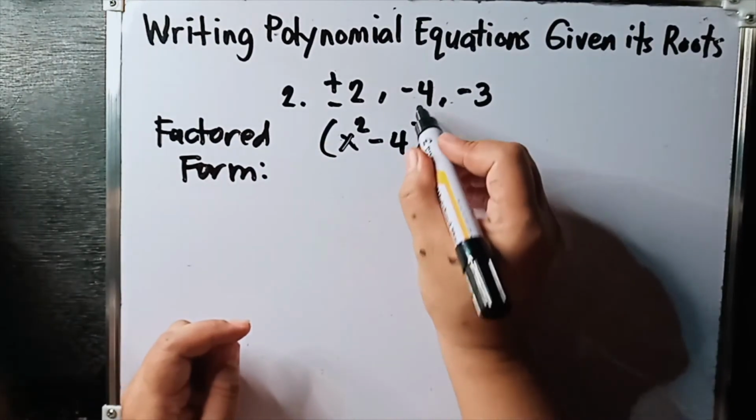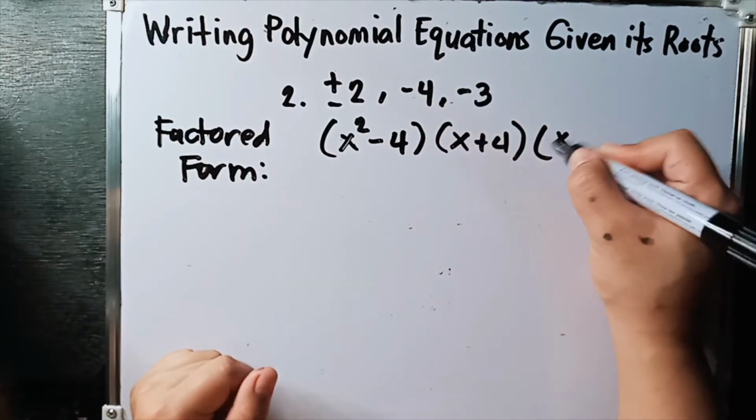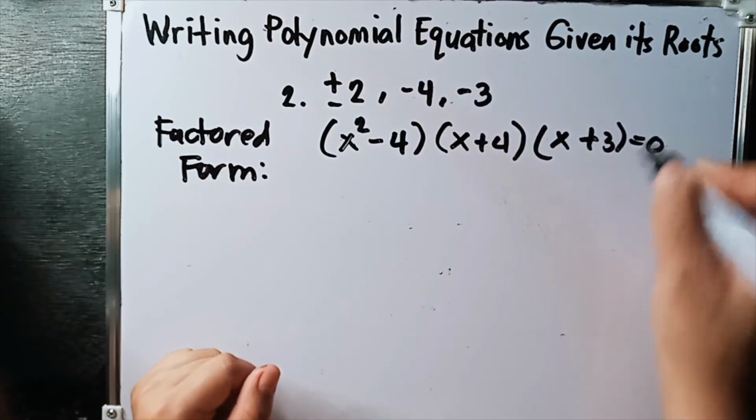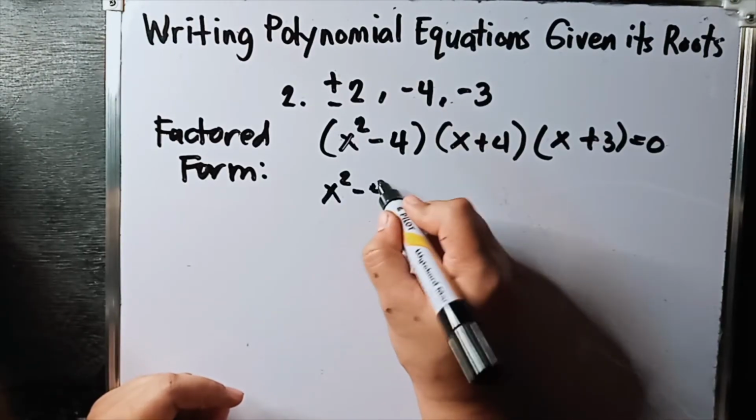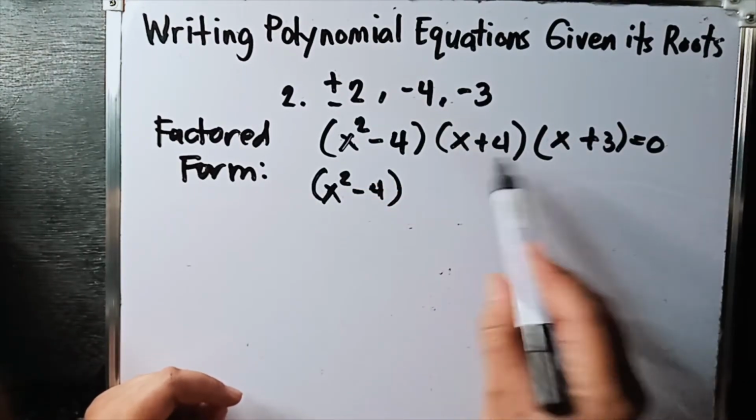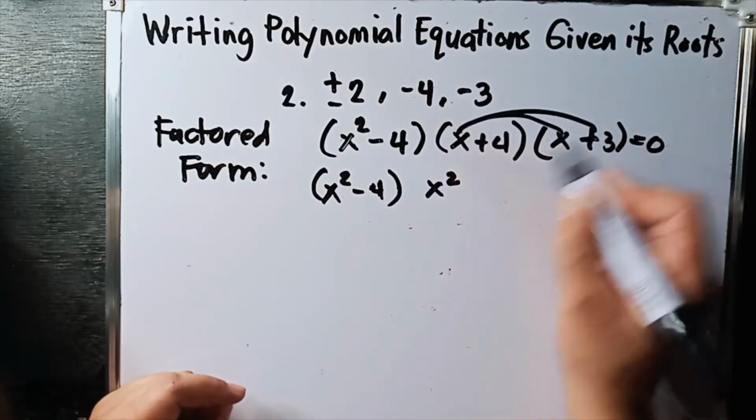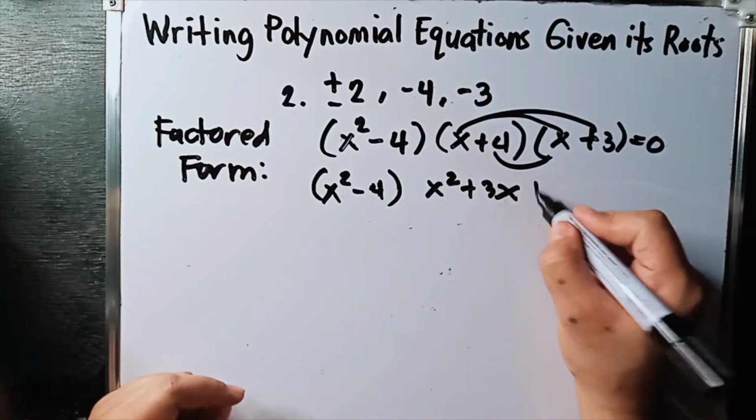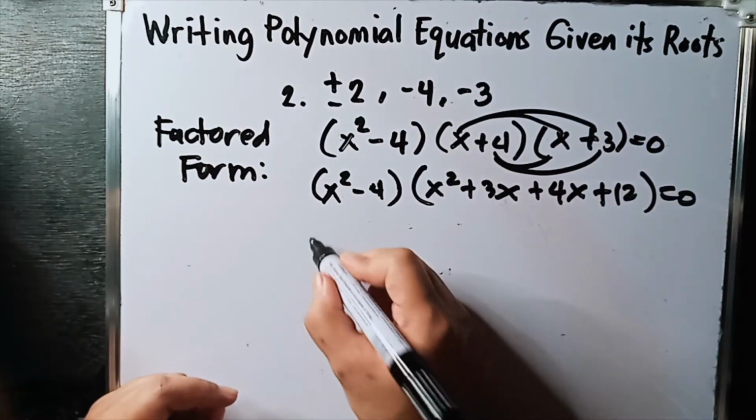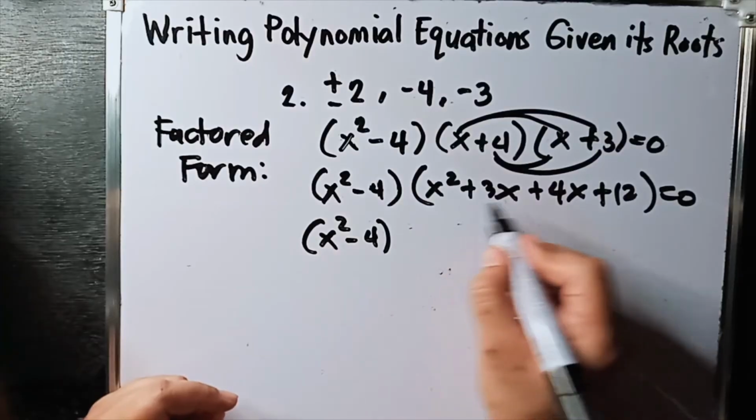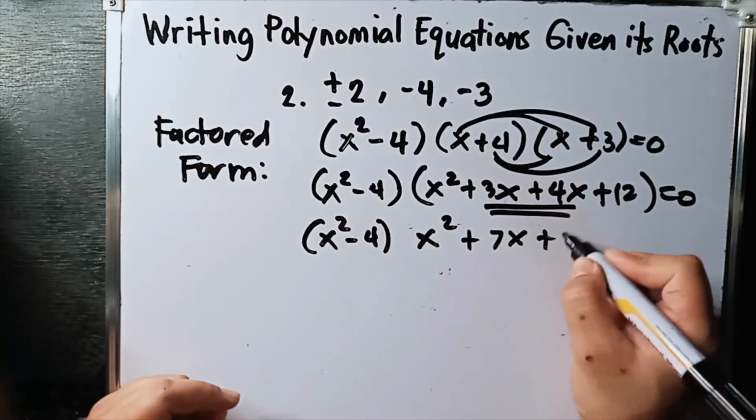And then, how about this negative 4? It will become x plus 4. For negative 3, we have x plus 3 equals 0. Moving on, you bring down x squared minus 4 first. And then you multiply x plus 4 times x plus 3. So we have x squared, 3x, 4x, and positive 12 equals 0. Then combining similar terms, we have x squared plus 7x plus 12 equals 0.